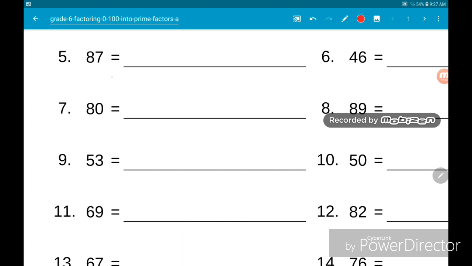What number is going to 87? Well, it's odd, so you can't use 2. 8, 9, 10, 11, 12. Okay, 8 plus 7, I took those two numbers and added them together. What does that equal? 15.